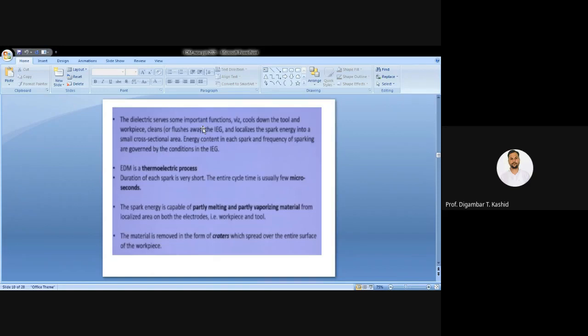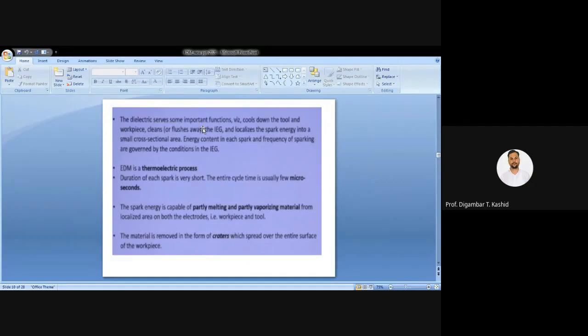Okay, now the first function is that it cools down your tool and workpiece. Because of the spark, a huge amount of heating of the tool and workpiece takes place. So a huge amount of heat is generated when that spark occurs, no? Although again it is in the submicron range.